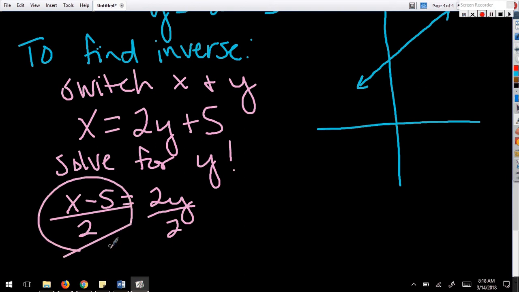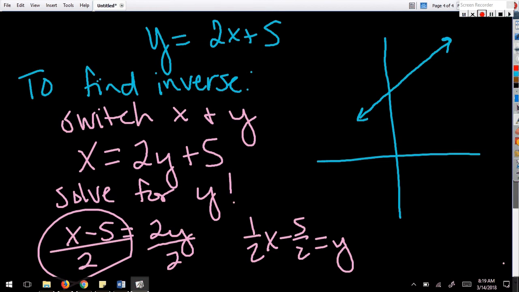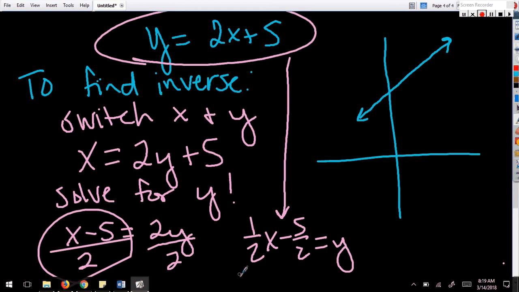So you can leave it like this. Because I'm fixing to graph it and show you what it looks like on the graph, I'm going to do 1/2 x minus 5/2 equals y. These are inverses now. This equation and this equation are inverses of one another. Okay? Does that make sense? Yes, no, maybe so?